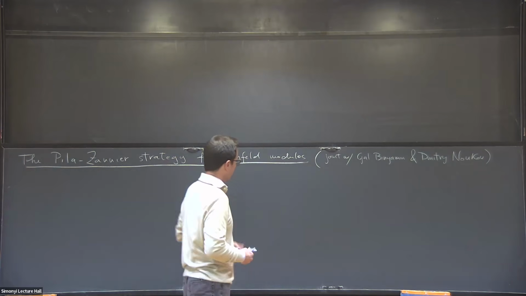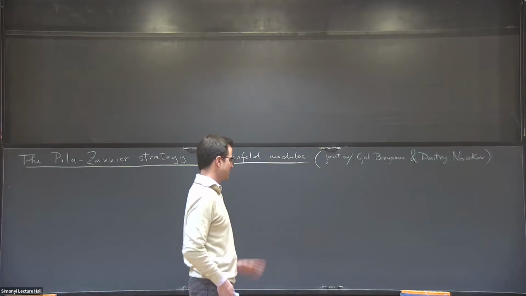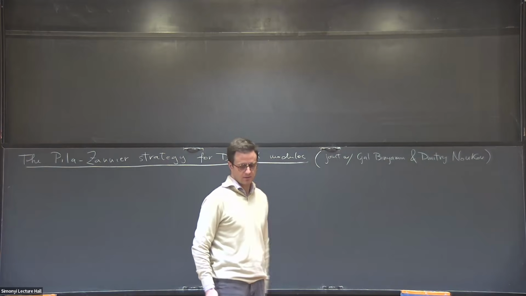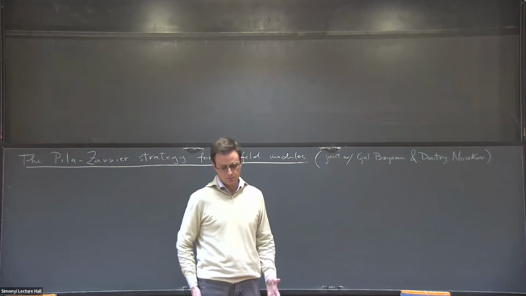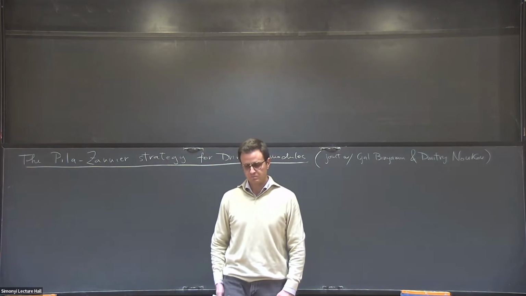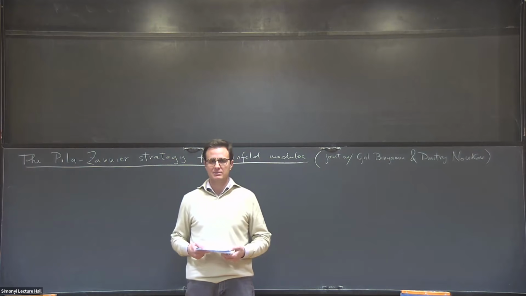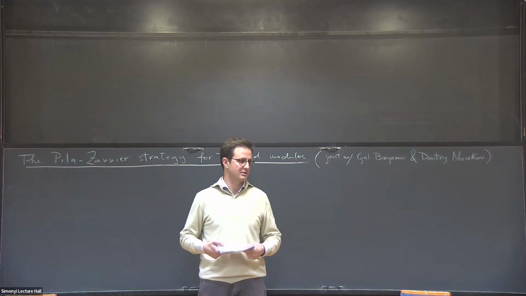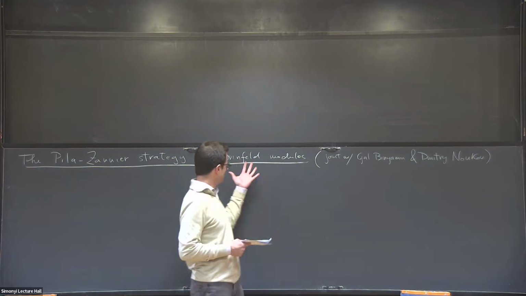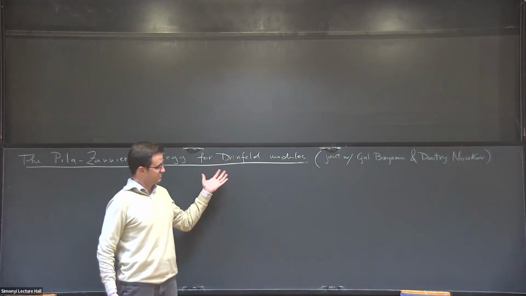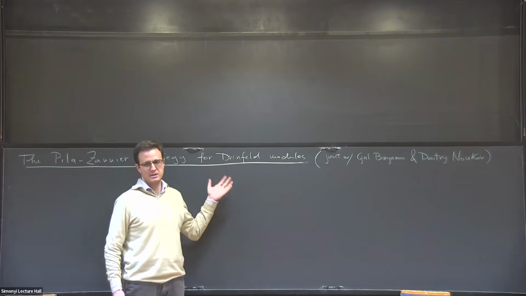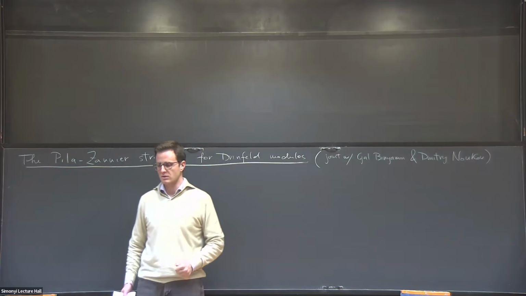So, this is a joint work, partially in progress, with Binyamini and Dmitry Novikov. What I want to do today is to show how the so-called Pila-Zannier strategy can be adapted over function fields and positive characteristic for some relevant objects for which it makes sense to formulate problems in intersection.